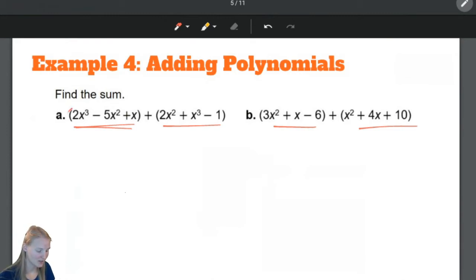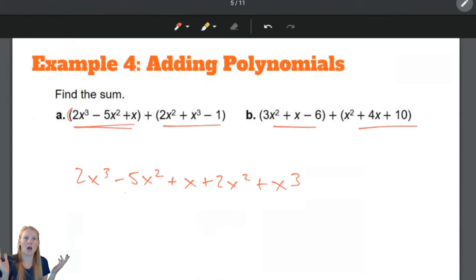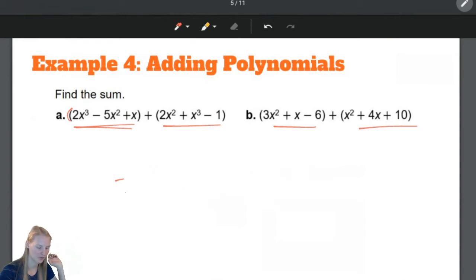Now the parentheses are here so that we know when one polynomial starts and the other finishes. If we don't have parentheses and I just write 2x cubed minus 5x squared plus x plus 2x squared plus x cubed, I don't know which polynomial is which. I have no idea. So the parentheses are here to show us which polynomials are which. So that's what the parentheses are there for.